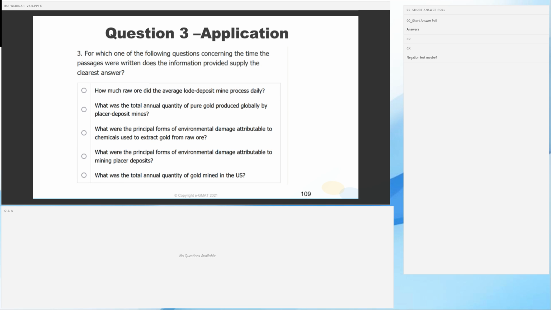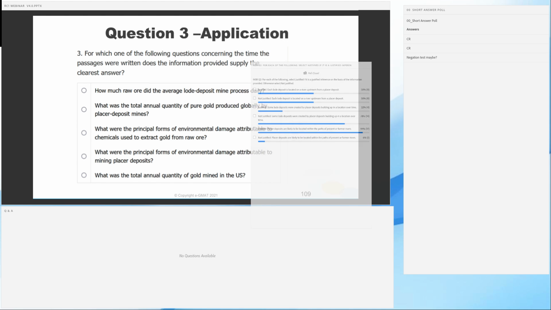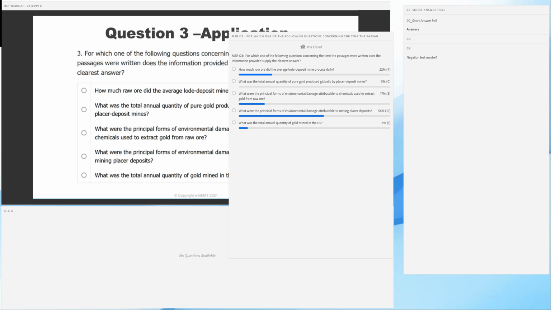Which of the questions can we answer based on this? Most of you, I think many of you got this right. Let's just look at this over here. This was an MCQ, MSR Q3. 56% of you got this right, which is, we can only talk about the environmental damages attributable to mining placer deposits. We can't talk about what are the principal forms of environmental damages attributable to chemical used to extract gold from raw ore, which are lode deposits.